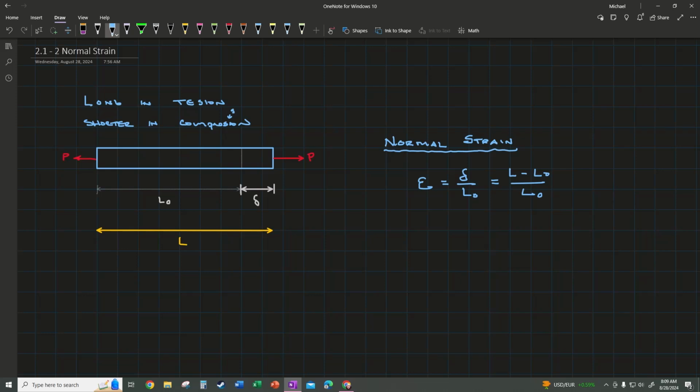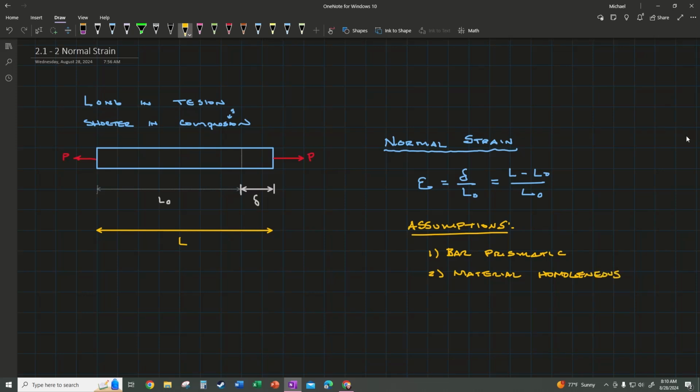A couple of assumptions go along with this idea. Number one, the bar is prismatic, which means the cross section is the same throughout the length. The material that this is made up of is homogeneous. And the load is through what we call the centroid. Finally, and most important, we're going to assume a very small strain occurs, so very tiny deformations.